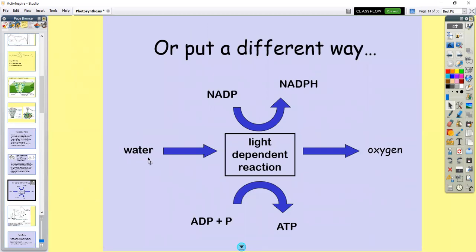Essentially, you've got water, which comes from the roots, as your input. You've got NADP picking up hydrogens to become reduced NADP, and you've got some ATP being synthesized at different stages as well, and then oxygen is released as a waste product.